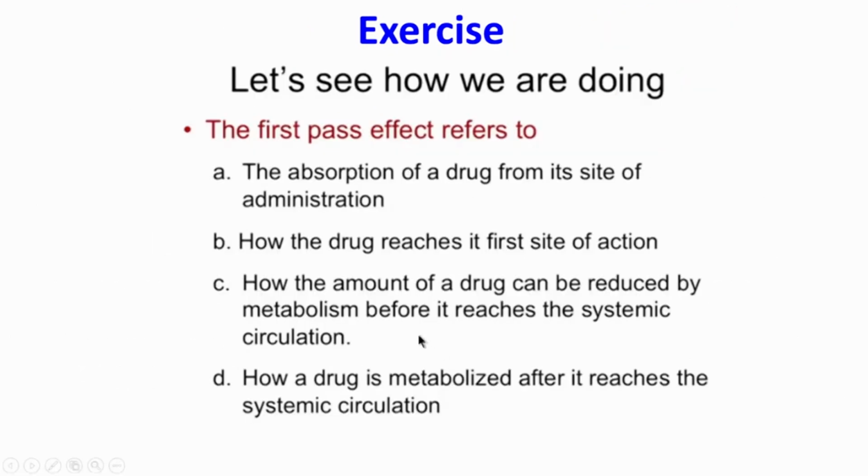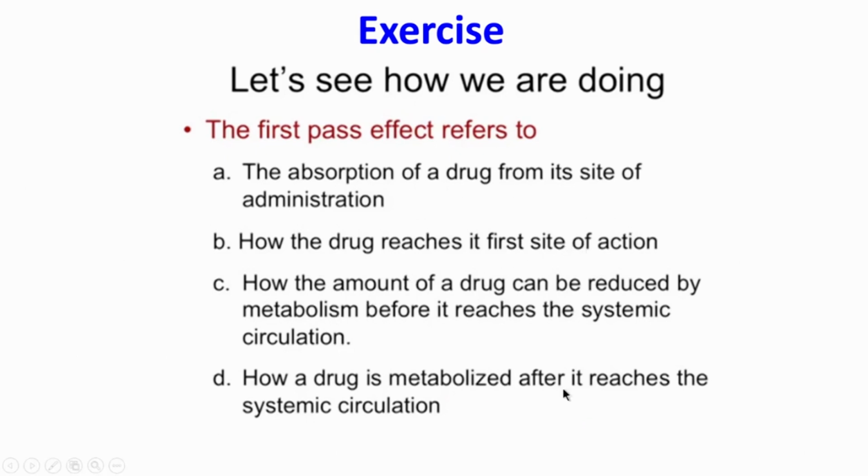So, let us see how we are doing here. If I say the first pass effect refers to the absorption of drug from the site of administration, well, not really. If I give an IV injection or some other route, the first pass effect is not even involved. So, this can't be correct. Is it how the drug reaches its first site of action? Again, this is incorrect. If I give an intramuscular injection, the drug reaches the muscles immediately, but there is no first pass effect involved here.